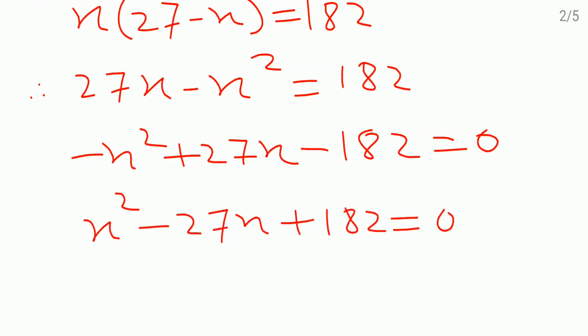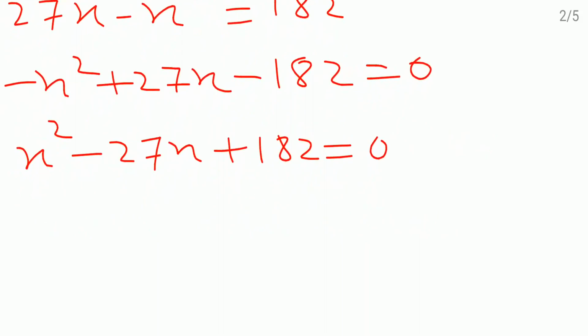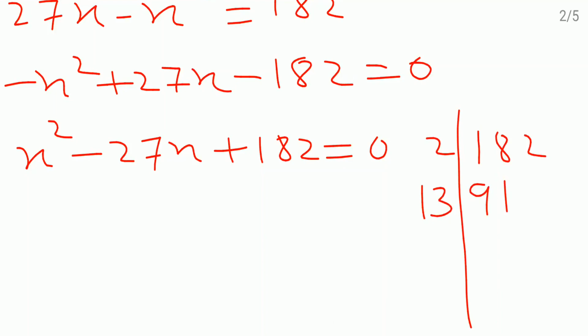Now the product is 182 and the sum is minus 27. We need to find out two numbers, right? So here directly we don't know, so I will write down the prime factors of 182. Here 2 9s are 18 and 2 1s are 2. 13 7s are 91. So here 7 1s are 7. See, these are the prime factors of 182.